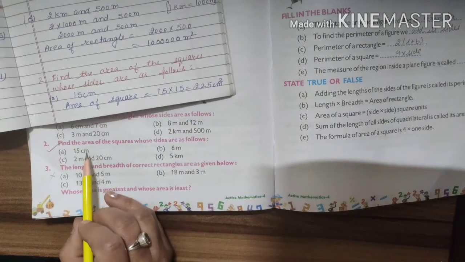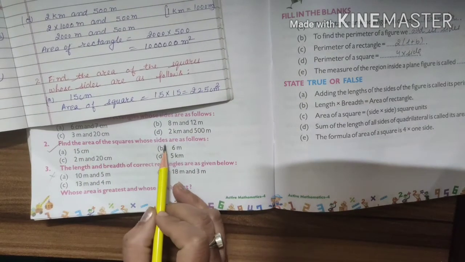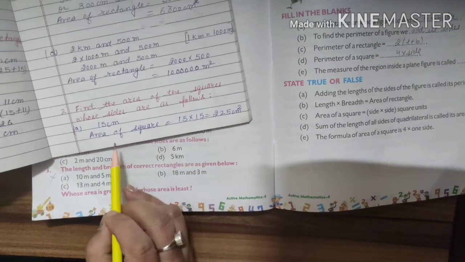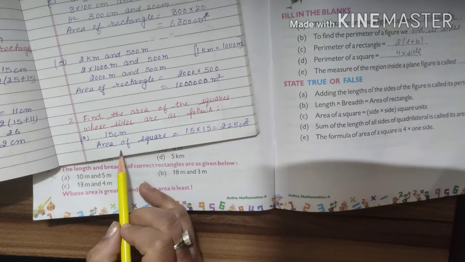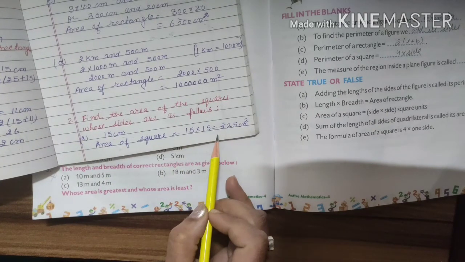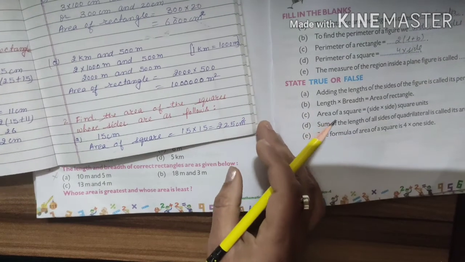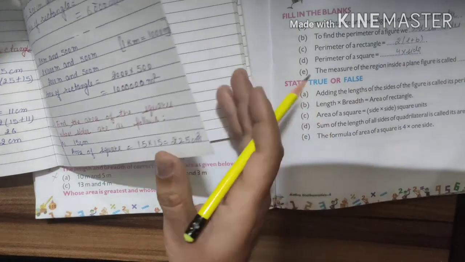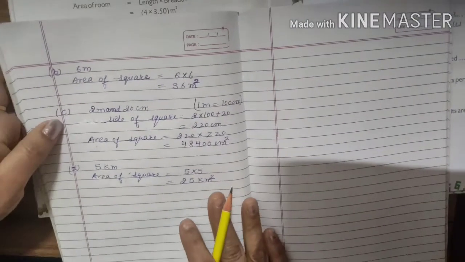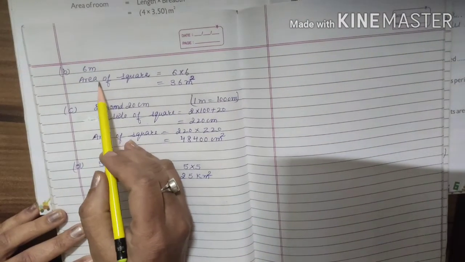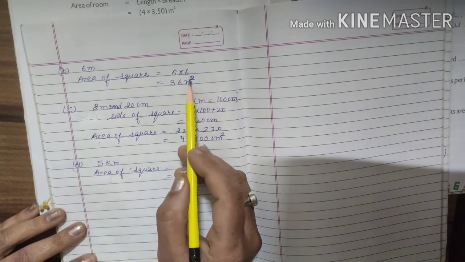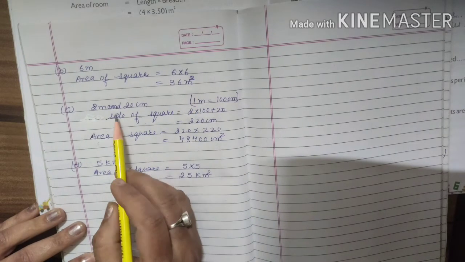Now question number 2: find the area of the squares whose sides are as follows. First side is 15 centimeter. Area of the square is side multiply side, so 15 multiply 15 is 225 centimeter square. Next is B part, 6 meter. Area of the square is 6 multiply 6, which is 36 meter square.